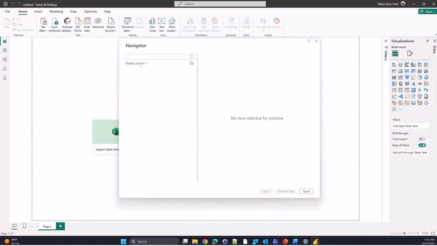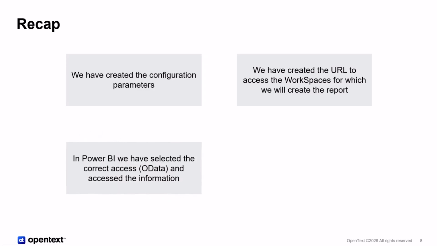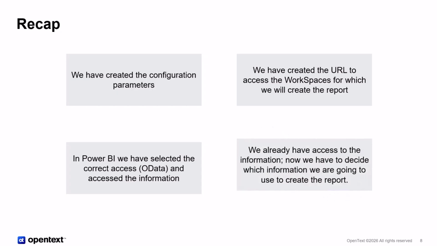We've already configured access. Let's recap. We've created or updated the parameters in Core SDP, created the URL specifying the workspaces we'll use to create the report, and in Power BI, we've selected the method we'll use to access the data. Data access is now ready.